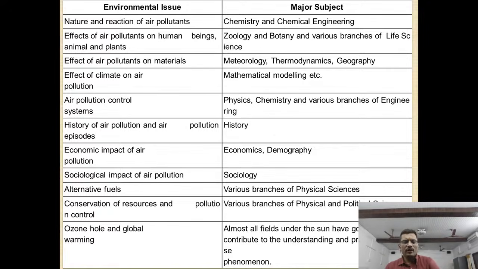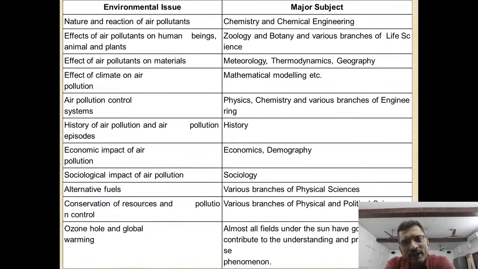Okay, we'll try to understand the scope of environmental issues in 1 or 2 minutes. What are the environmental issues and which major subjects are dealing with that? For example, air pollution and even water pollution is dealt by chemistry and chemical engineering. Air pollutants and their impact on human beings and plants are dealt by zoology, botany, and various life sciences. Air pollution on material or buildings or structures is determined by meteorology, thermodynamics, and geographical studies.